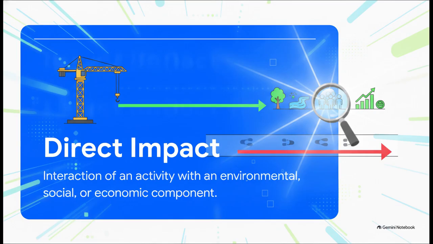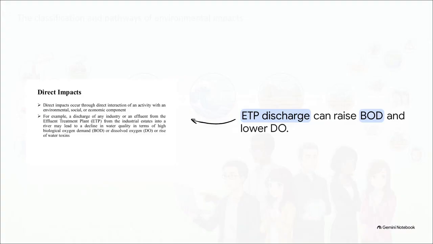Now, the strict academic definition is an impact that occurs through the direct interaction of an activity with an environmental, social, or economic component. But the absolute keyword to remember here is interaction. There's no middleman whatsoever. The project happens and the environment is immediately and directly altered by that specific activity. It's a straight, unbreakable line between cause and effect. To really ground this definition, let's look at a practical, real-world example.